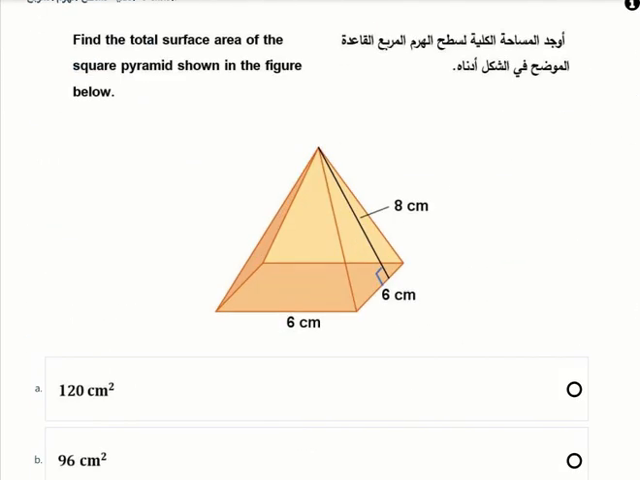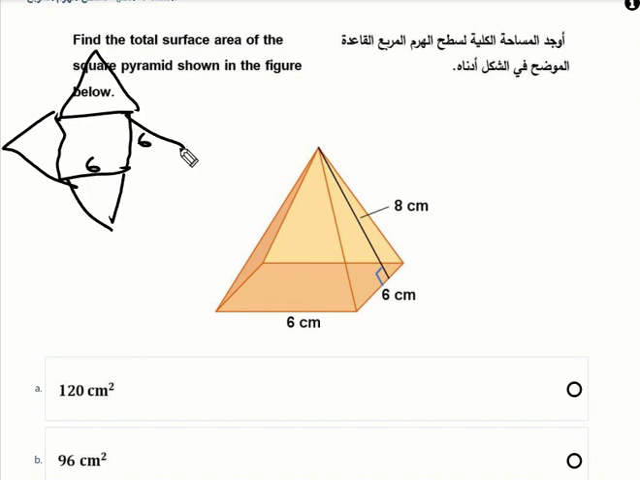find the total surface area of the square pyramid shown in the figure below. Now you see, what will the total surface area be? Let's talk about this. I told you, whenever it is a pyramid, you open the surface and then you see what the area will be. So one down will be the base, that is a square, its sides are 6 and 6, and then on the sides you will have 4 triangles of the same size. The height of the triangle is 8 and the base of the triangle is 6.